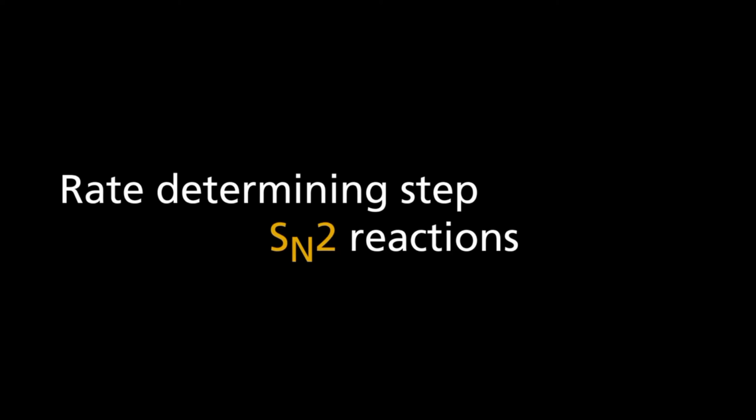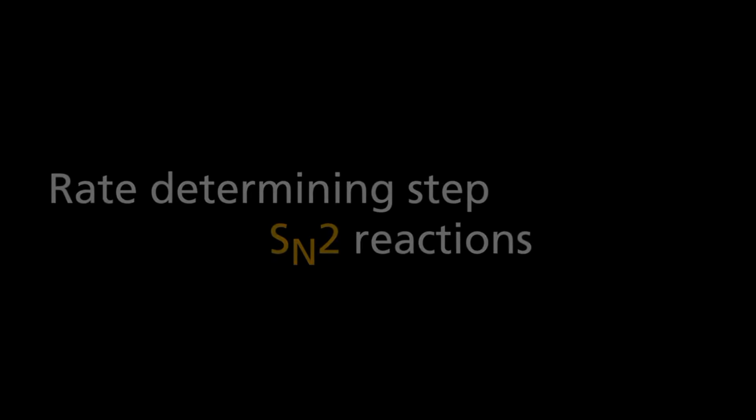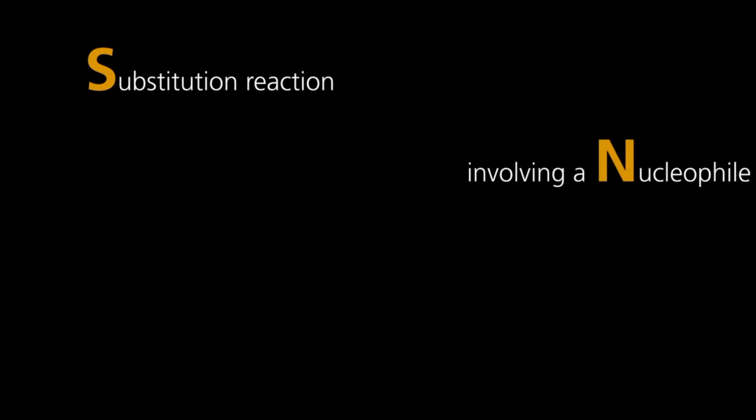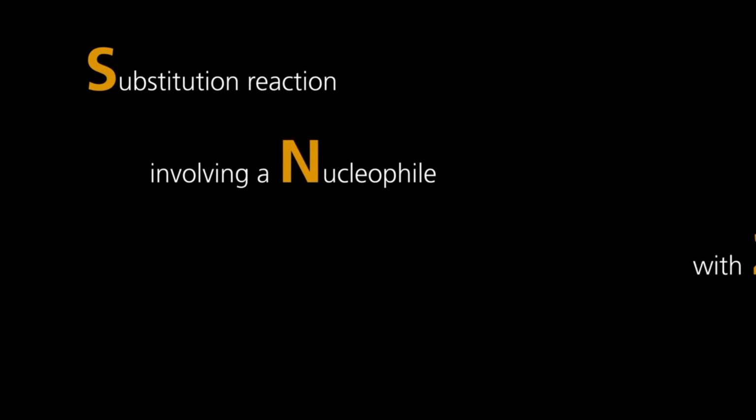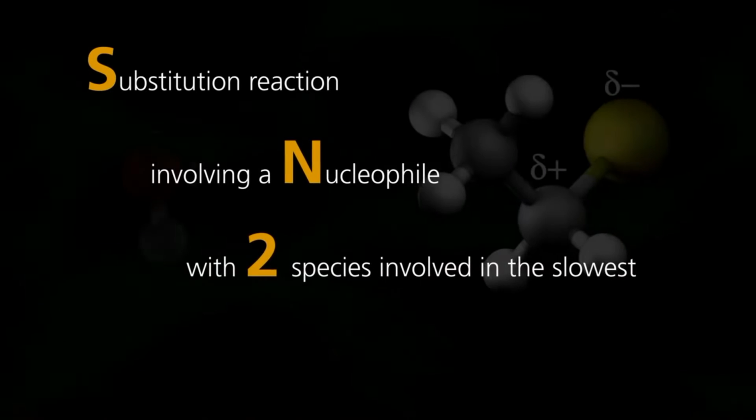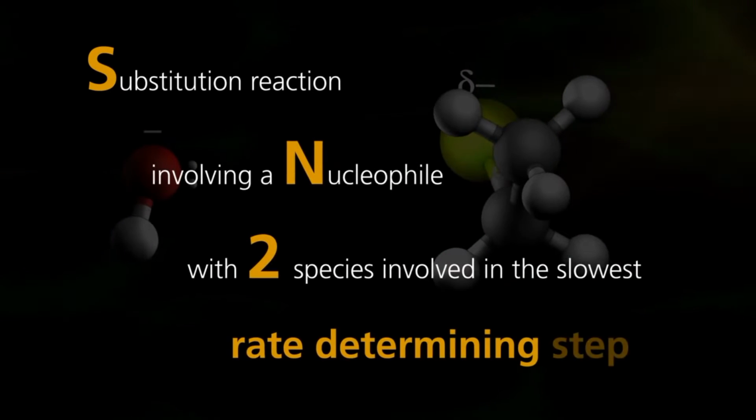Primary halogenoalkanes undergo SN2 reactions, where the S denotes a substitution reaction, the N shows the reaction involves a nucleophile, and 2 is the number of species involved in the slowest rate-determining step.